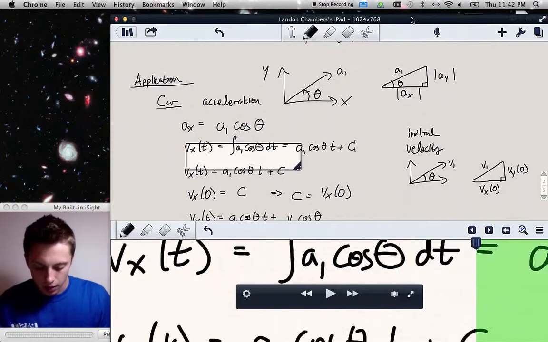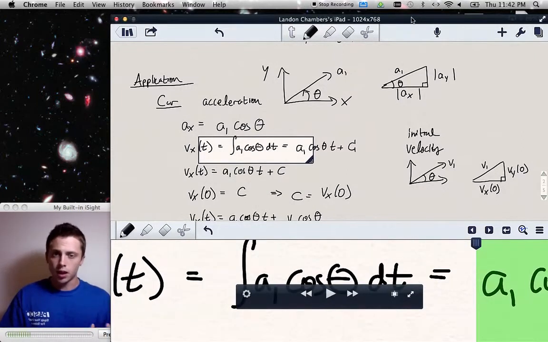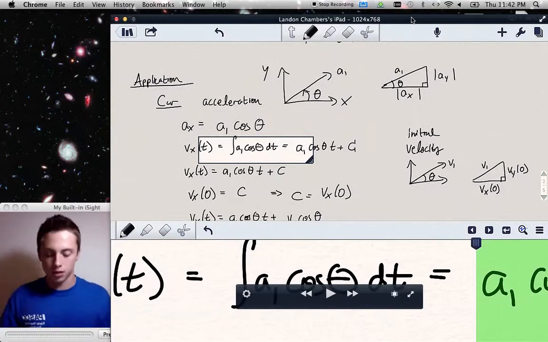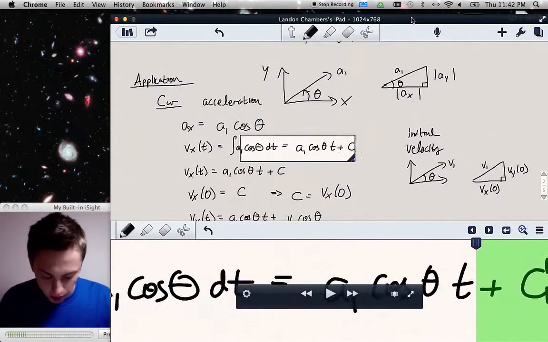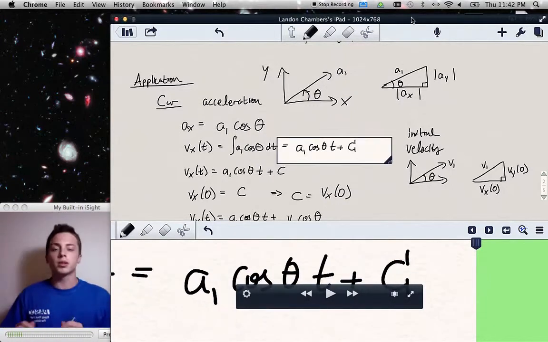So, integrating a1 cosine theta, which is just a constant, and you must realize this because theta is a constant, so the cosine of theta is a constant. a1 is a constant, so the product of the two is just a constant, right? When we integrate a constant, we get the constant times t, a1 cosine theta t, plus an arbitrary constant c.